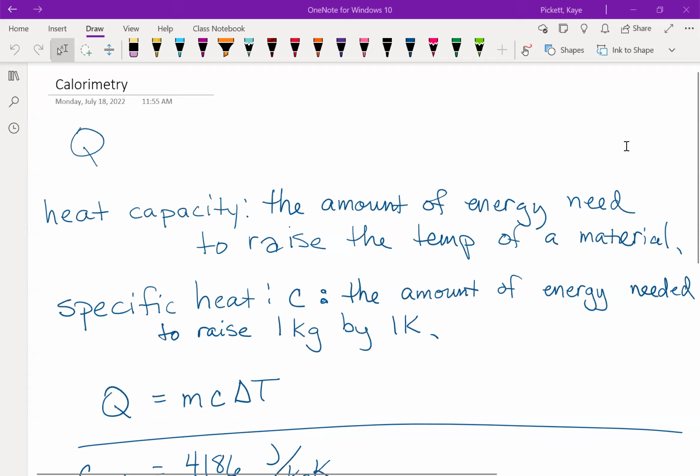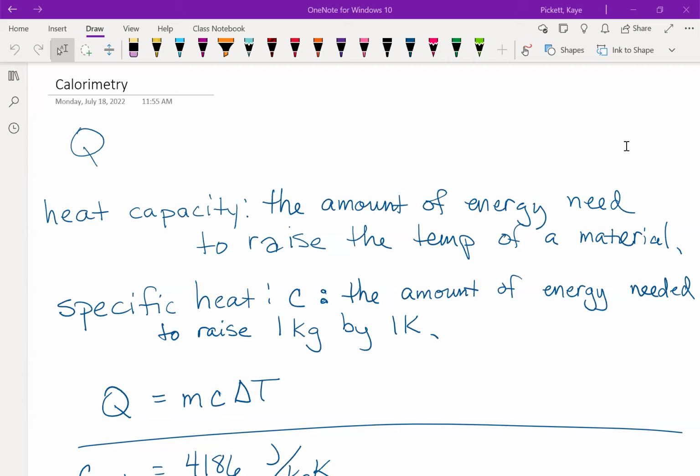Hi, today's topic is calorimetry and materials and heat. As we recall, heat is the energy that is transferred from one object to another due solely to a difference of temperature. So that's heat. So what we will talk about are two big ideas.